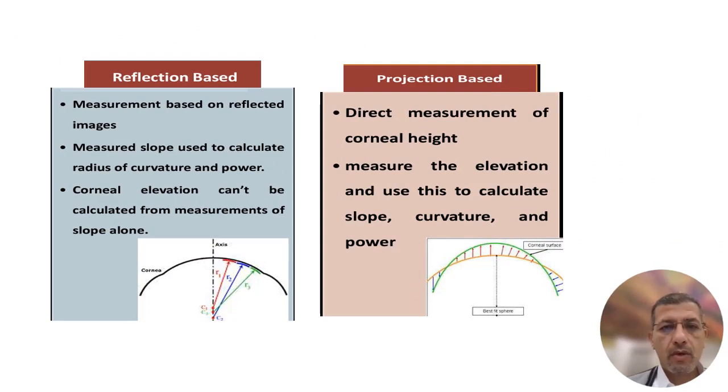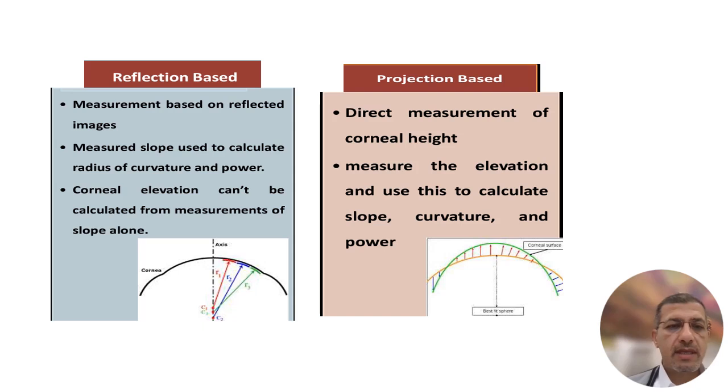The corneal topography or tomography systems are classified mainly based on the mechanism of image processing and the acquisition of the image from the cornea, as reflection-based topography and projection-based topography.